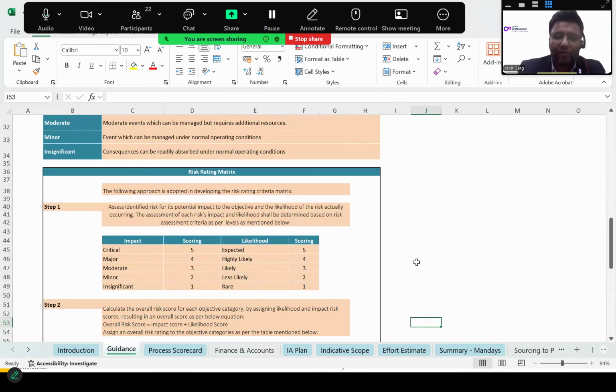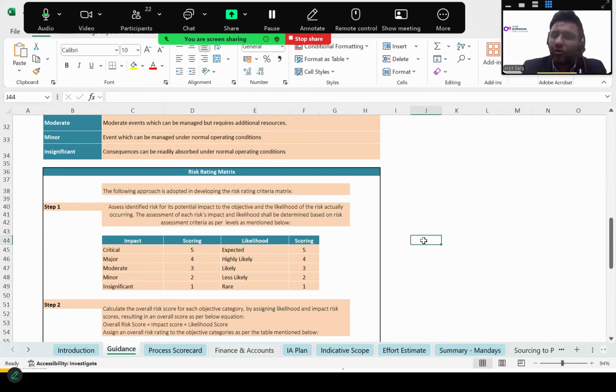If a risk is scored as insignificant, let's say there is an area wherein the impact is insignificant, which is one, and the likelihood is also one, which is rare, then the risk scoring is, let's take an example, one plus one, which is two. Similarly, if it is minor, whatever the likelihood is, we will sum it up, and based on that, the overall risk score for that particular line item comes in.